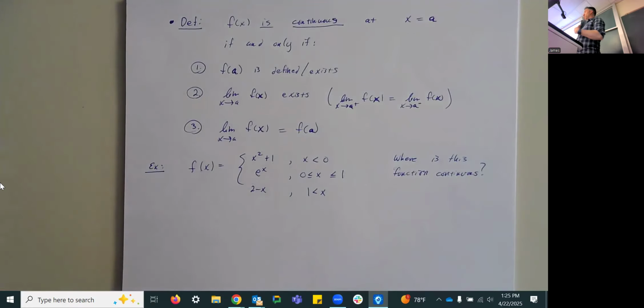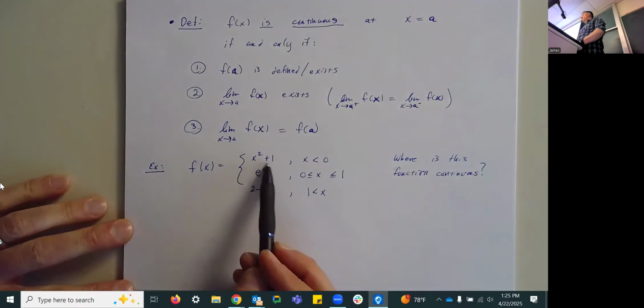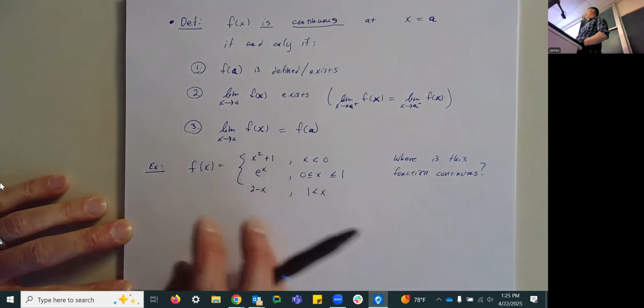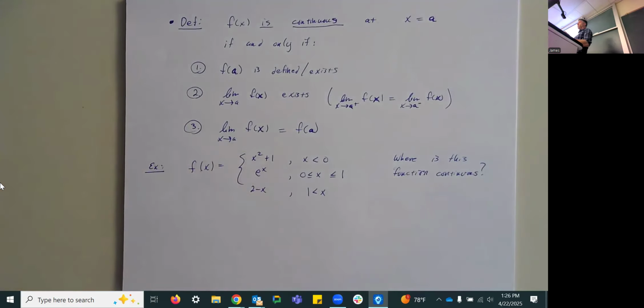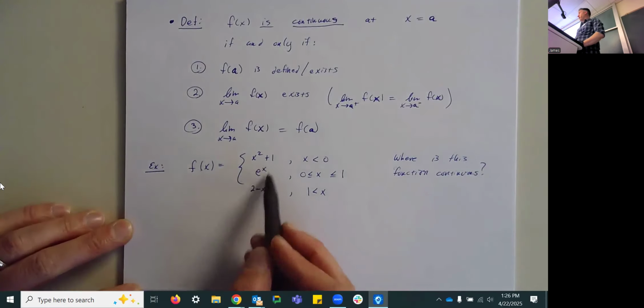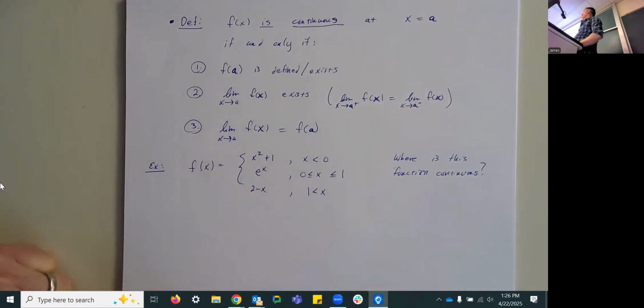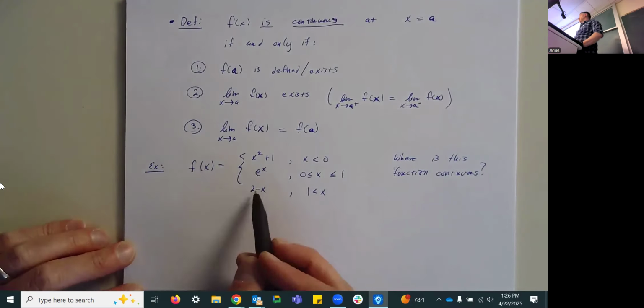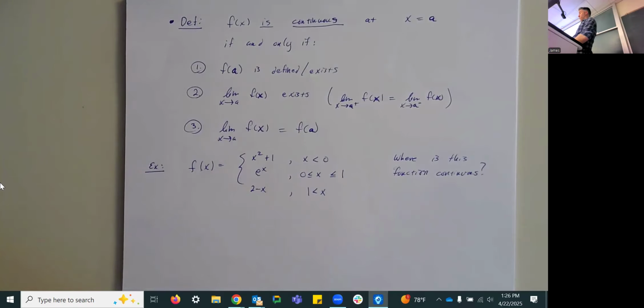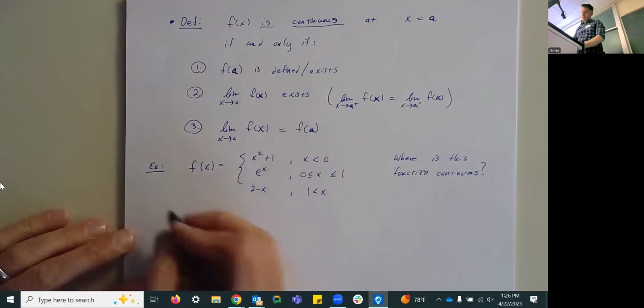If x is less than 0, the function is x squared plus 1, which is just a parabola. And any parabola, well, actually, any polynomial is always continuous wherever it's defined. And similarly, e to the x, you've seen e to the x, it is definitely a continuous function wherever it's defined. Similarly, 2 minus x is a polynomial. It's also continuous. So each of these are continuous on their own domains. The problem is when you switch from one piece to the next piece, are they matching up or are they disjointed? So let's look at x equals 0.